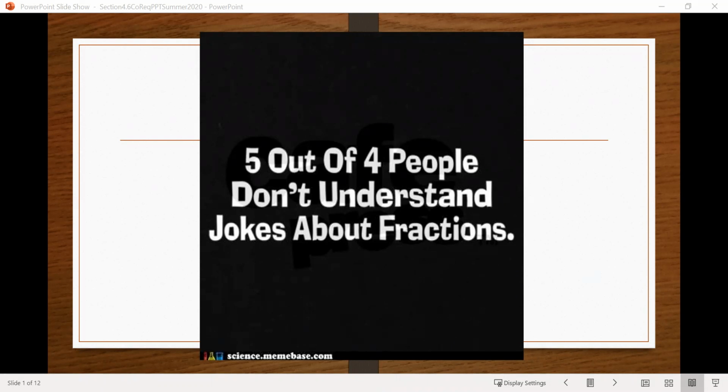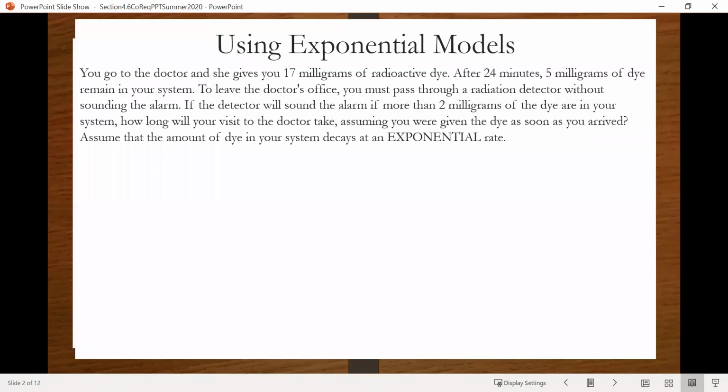So in this section, we'll be looking at some applications of the exponential and logarithmic functions we've been looking at, and primarily applications of exponential functions, but we'll see how logs can be used to solve some problems with those. So we're going to start by looking at this problem that involves exponentials.